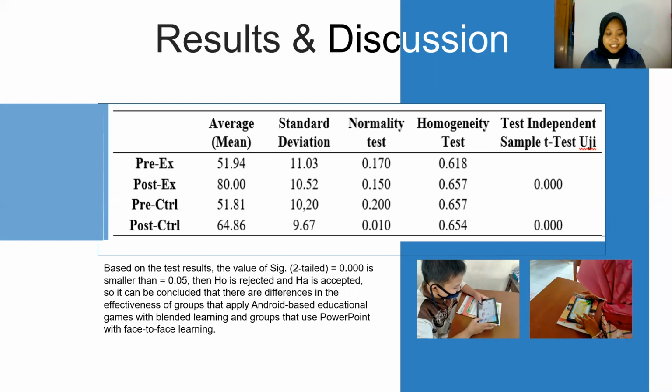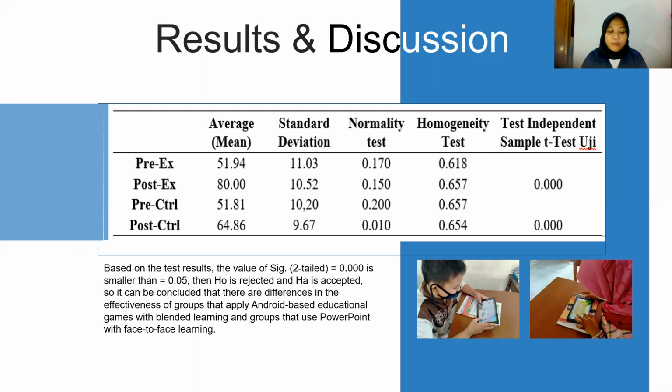Based on the result presented in the table, the value of significance is 0.170, which is greater than 0.05. Then H0 is accepted and HA is rejected. So it can be concluded that the sample data in the study come from a normally distributed population.